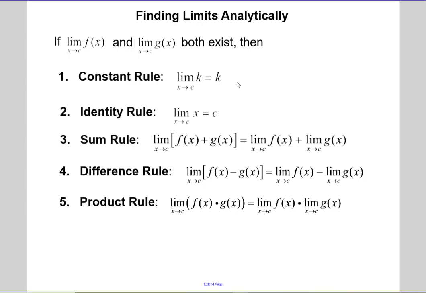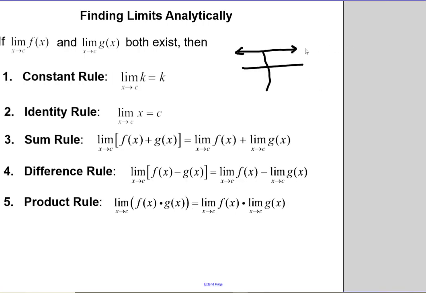So the constant rule says the limit of a constant is equal to that constant. In other words, if you have a horizontal line, say y equals 3, y equals 3 is a constant. So the limit at any value along that line is just going to be the constant 3. And the identity rule says the limit as x approaches c is just going to be the c value. So that's the identity function, y equals x. Then any x value on the line is also going to be the y value.